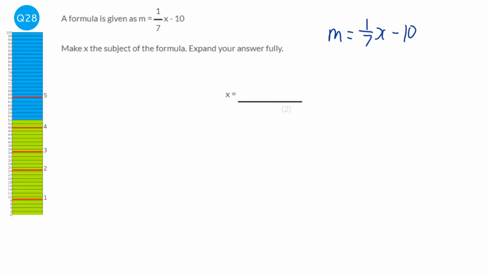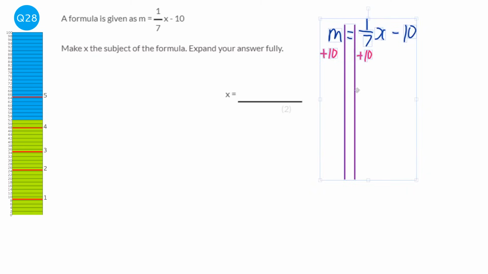So I'm going to start just by writing out the equation. And I can put my lines in. Okay, we're asked to make x the subject. So we're going to first of all add 10 to both sides. In fact, I'm just going to move all this over a little bit so I've got a bit more space.